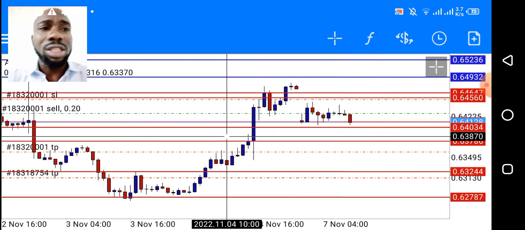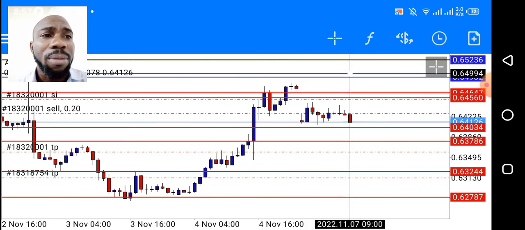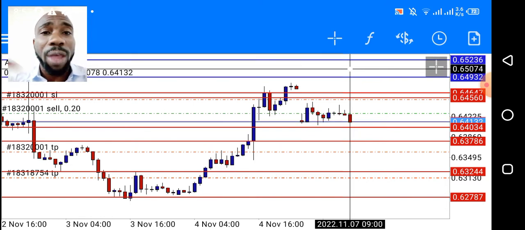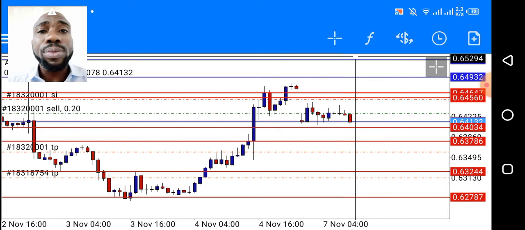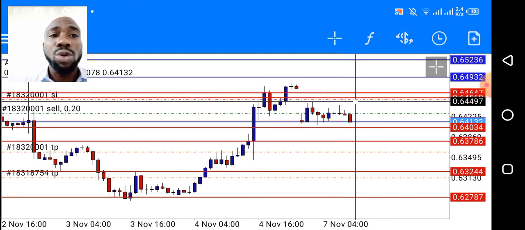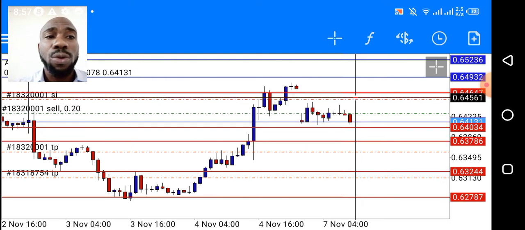Now, this is my entry level for buy. This is my supply zone. If the market trades above this zone, I would consider buying Australian dollar USD, and if the market is trading below this zone, which is a demand zone, I would consider selling Australian dollar USD. So what happened this morning?